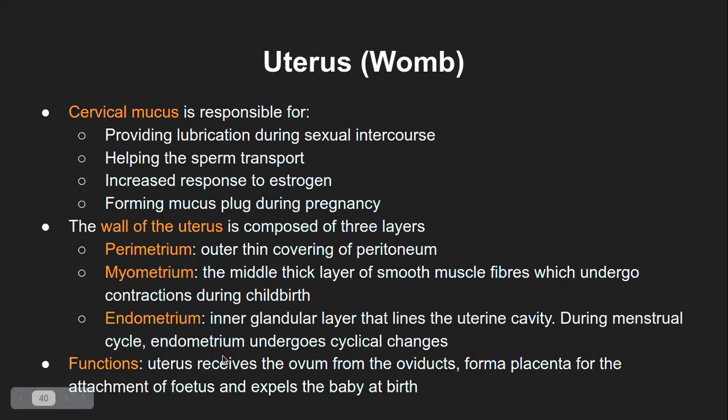The overall function of the uterus is, obviously, to receive the ovum from the oviducts or the fallopian tubes. It is also responsible for formation of the placenta after fertilization, and for the development of the fetus inside the mother's womb. The placenta attaches to the fetus, and the uterus expels the baby at birth, that is the delivery of the child. So these are the various functions of the whole uterus as an organ.